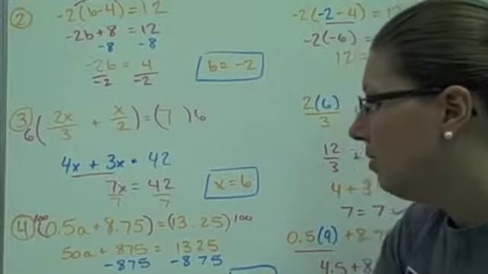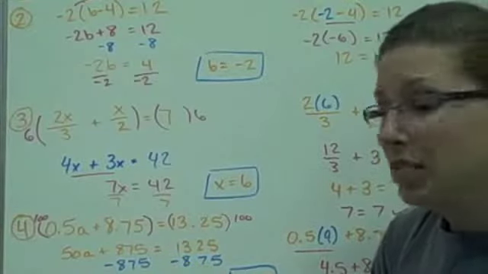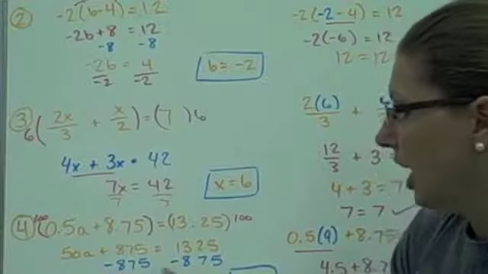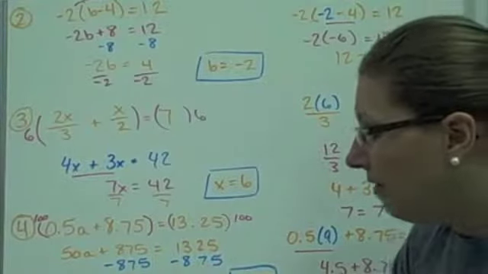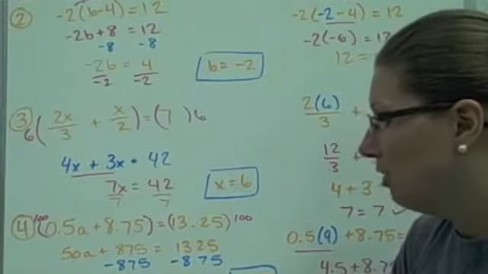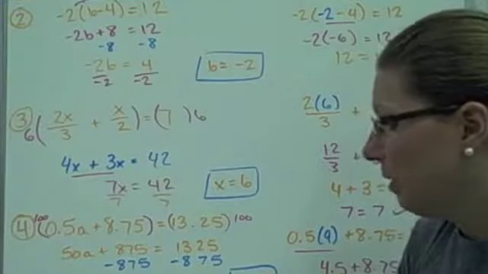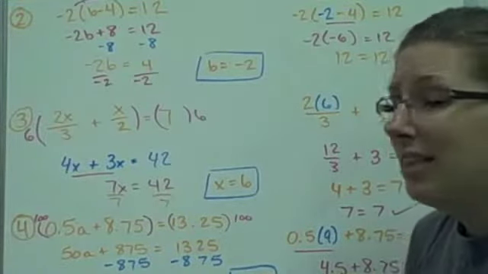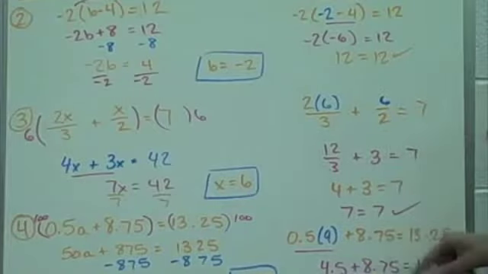Now I just solve by using inverse operations. So I subtract 875 from both sides. That leaves me with 50a equals 450. Just divide both sides by 50, and I'm left with a equals 9. This is the correct answer because I checked my work.